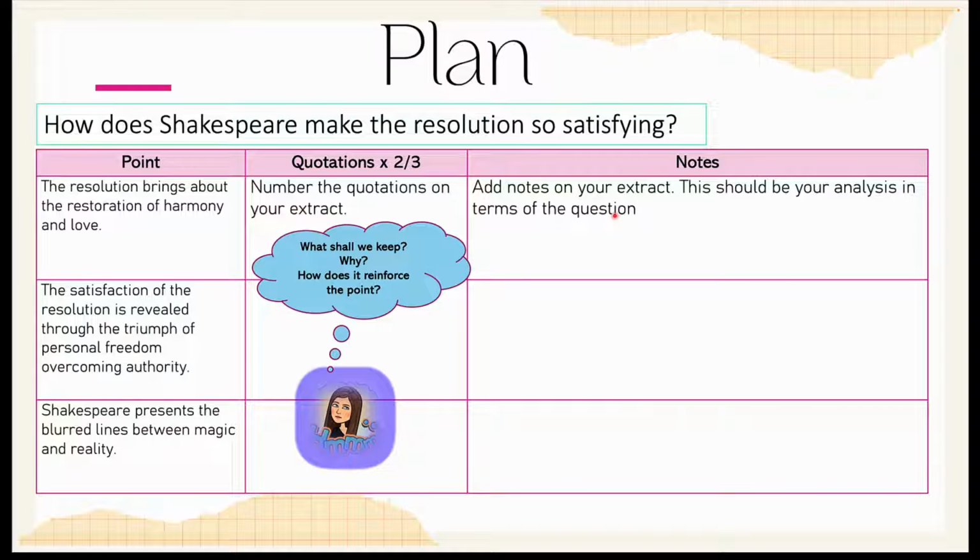So you add notes on your extract. It should be your analysis in terms of the question, and identify any methods. You can even have a little bit down there about context, but this is why everything now can go on your extract.